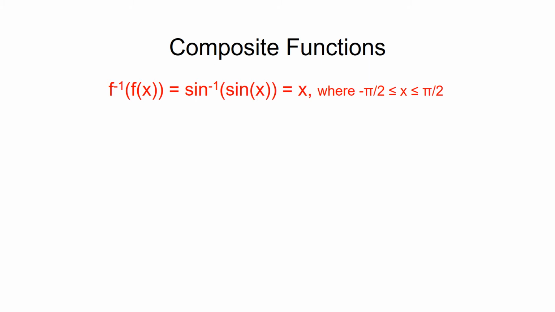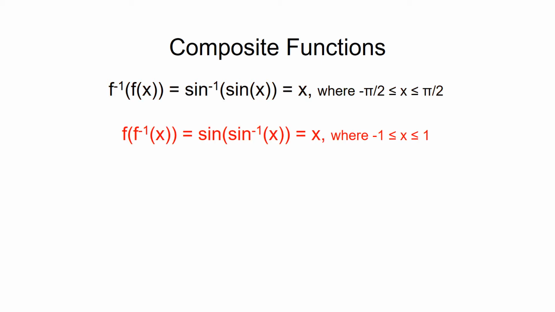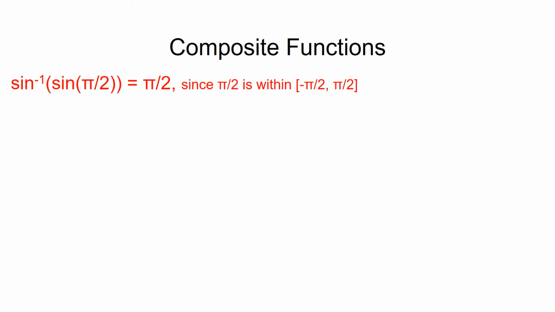As was true for other pairs of functions and inverse functions, when we take the inverse function of a sine function, the result is the argument. But in this case, that's provided the argument falls between minus pi over 2 and pi over 2. And when we take the sine of the inverse sine, we will recover the argument, provided that that argument is between minus 1 and 1. This is straightforward in some cases, such as when we take the inverse sine of the sine of pi over 2. Since pi over 2 is within the interval minus pi over 2 to pi over 2, the inverse sine of the sine is the argument, namely pi over 2.